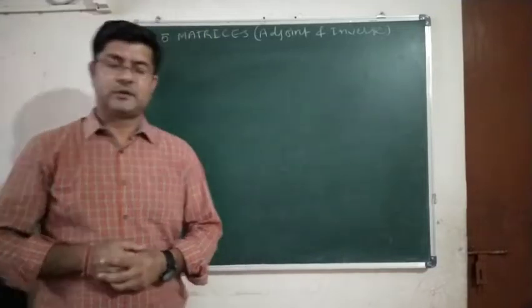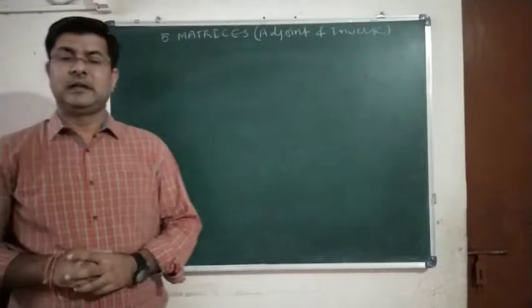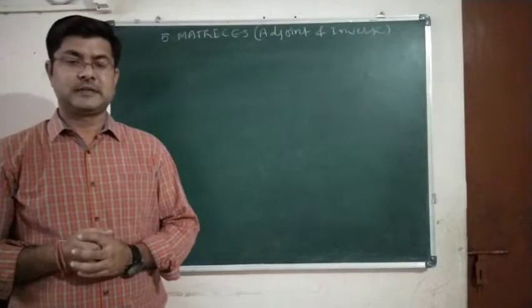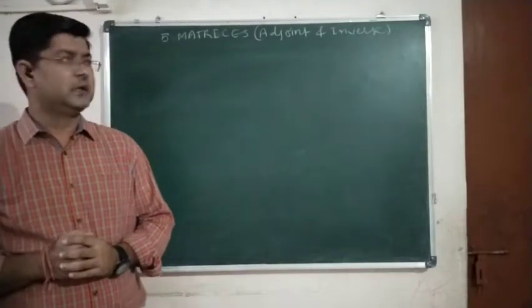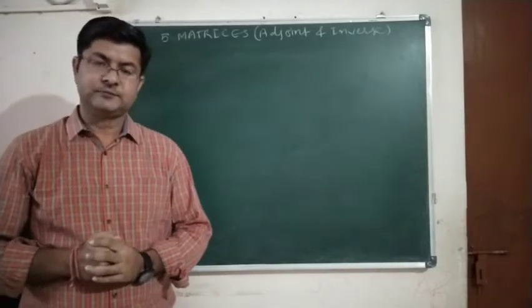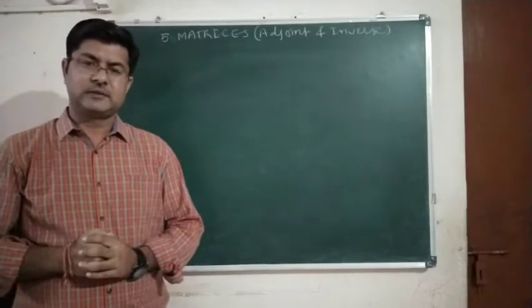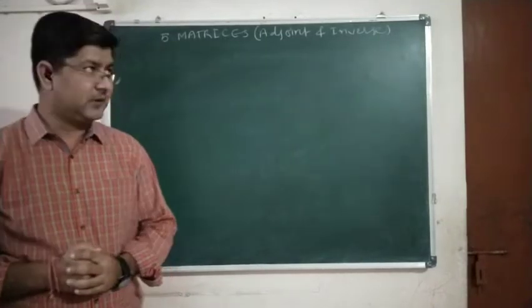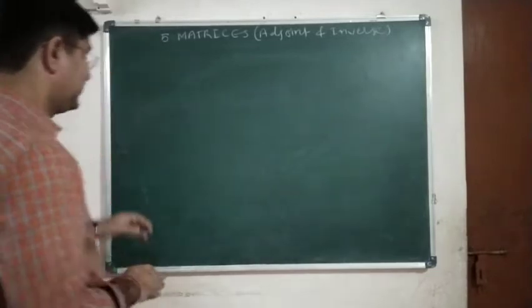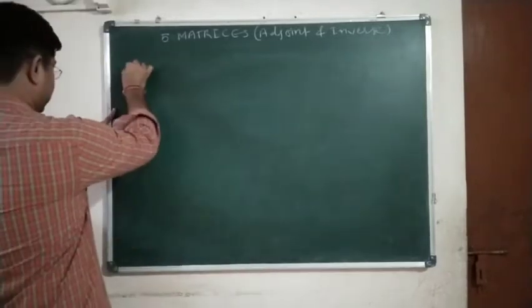Hello friends, you are watching ISC Mathematics, and in this video we will learn chapter number 5, Matrices: adjoint and inverse of a square matrix, ISC Mathematics Standard 12. Okay, now let us begin with adjoint. What is an adjoint?